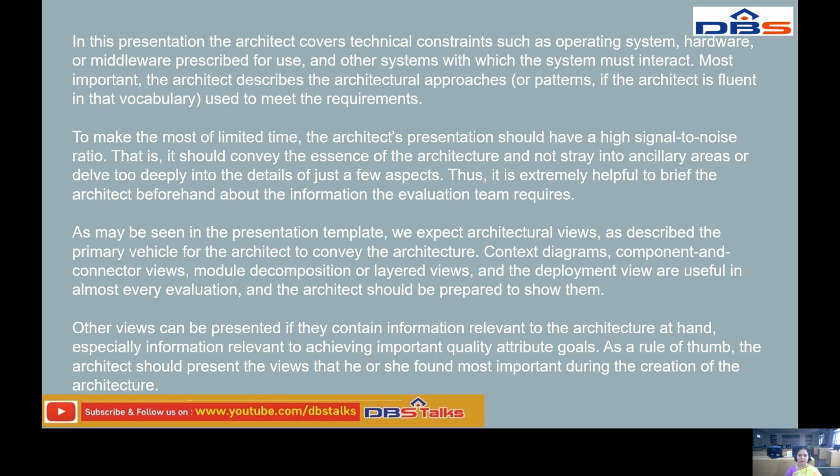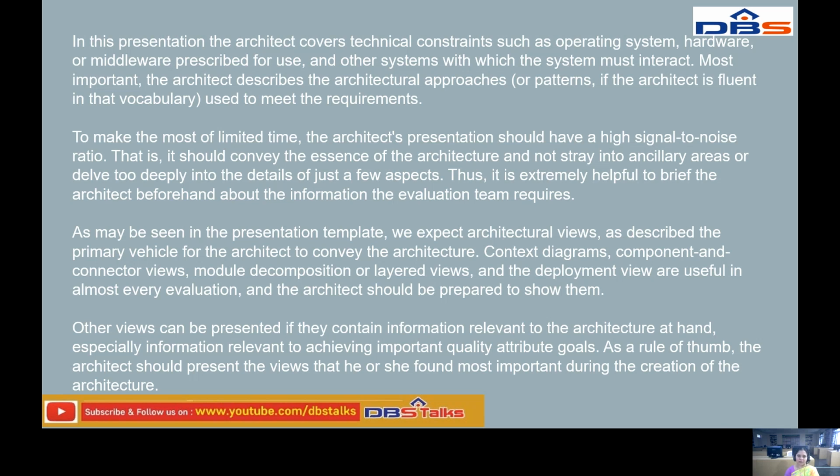Thus it is extremely helpful to brief the architect beforehand about the information the evaluation team requires. As we may see in the presentation template, we expect architectural views. Every architecture has its own views. Already we know that. Okay? These views describe the primary vehicle for the architect to convey the architecture. These views can give the description of how to convey the particular architecture.